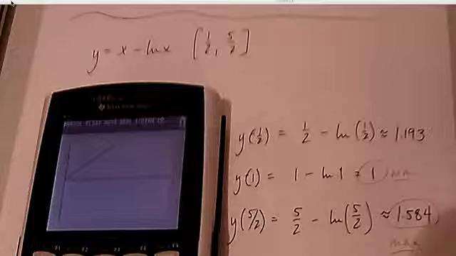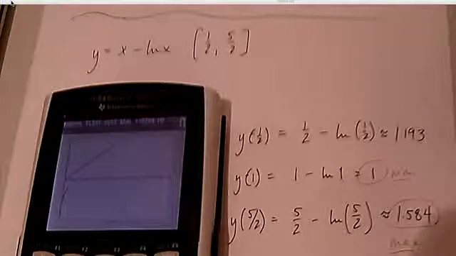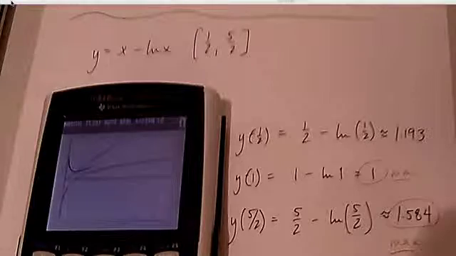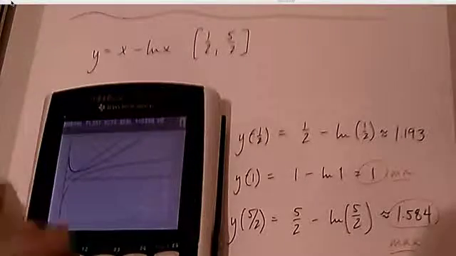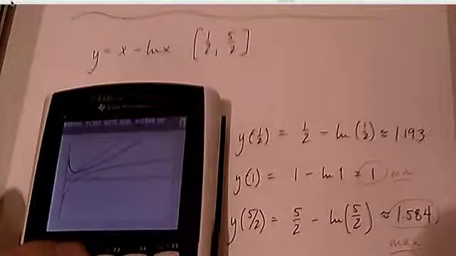There's y is equal to x. There is y is equal to natural log x. And then, of course, the difference function is going to be coming along here, I think in black. And there it is, okay? Now, let's go ahead and zoom in to the interval that we've actually been given, okay?